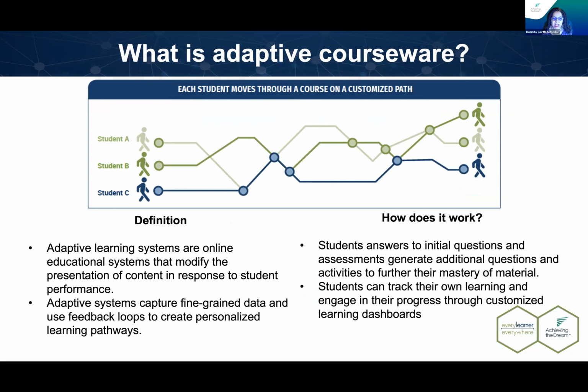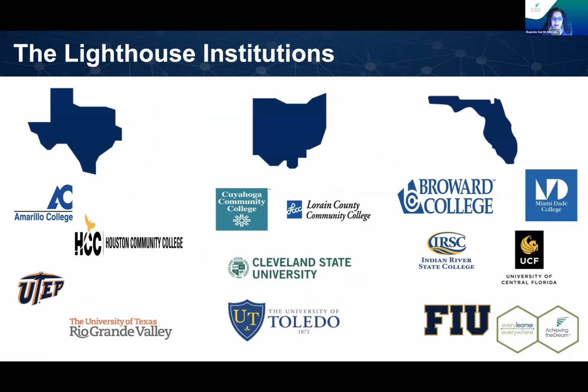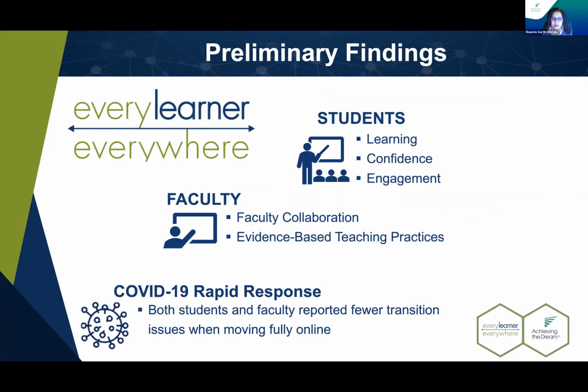At its best, the software operates like personalized learning paths through the content within each course. And on the next slide, you'll see that ATD provides technical assistance to 7 community colleges, and our partner, Association of Public Land Grant Universities, APLU, provides technical assistance for 5 four-year institutions through Every Learner Everywhere. And these institutions are located in Texas, Ohio, and Florida. The next slide gives a preview to our preliminary findings.